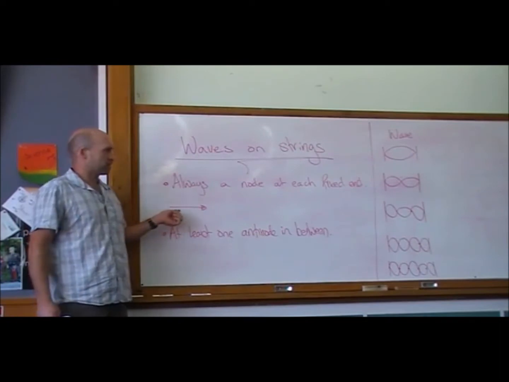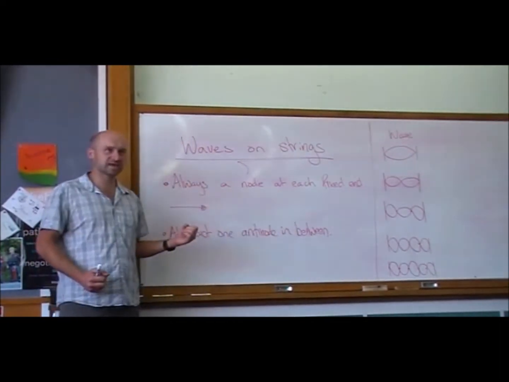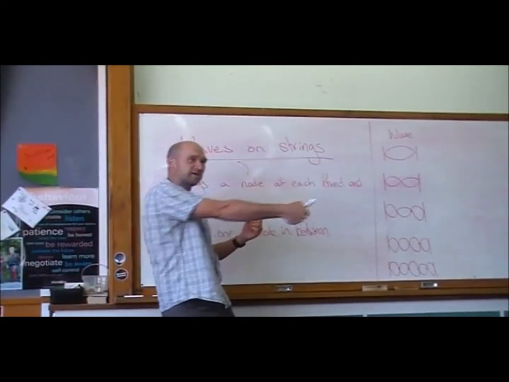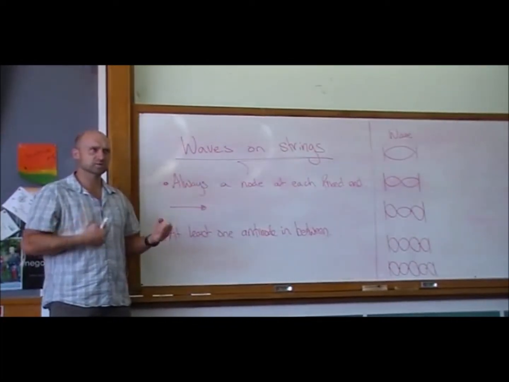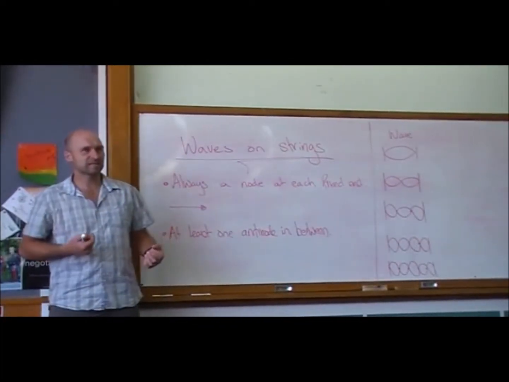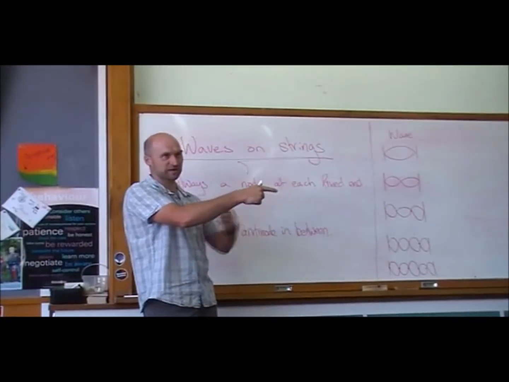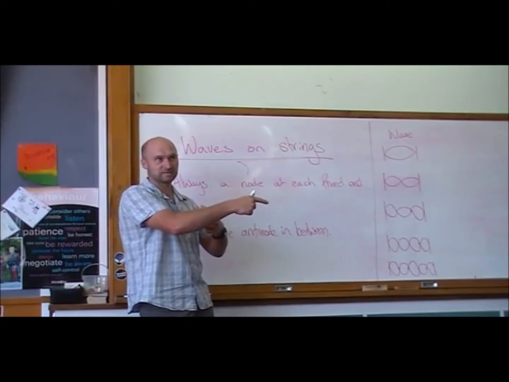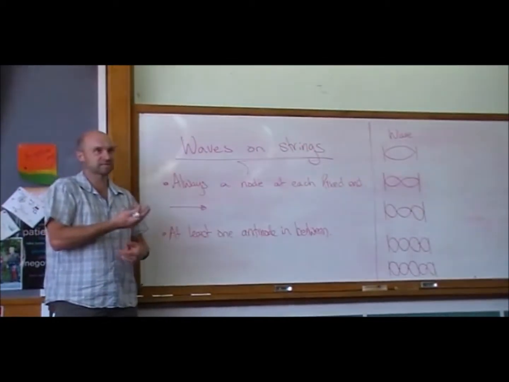Because the string is fixed at the end, as a wave goes in and reflects off that fixed end, what happens to the reflected wave? It's always inverted. That means the incident wave interferes with the reflected wave, and because it's inverted, they interfere destructively. They're opposite to each other. It's reflected and flipped upside down.